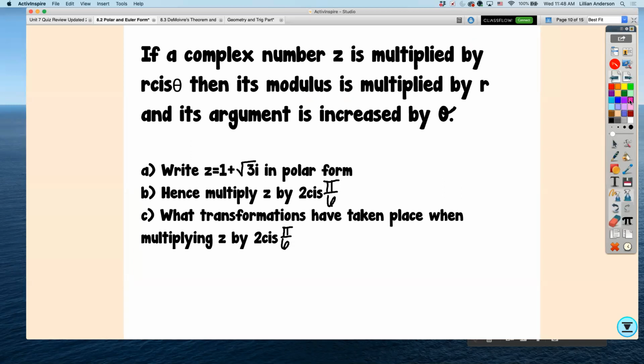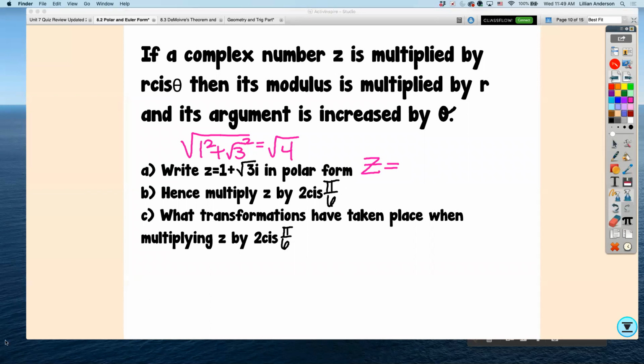So how do I write Z equals 1 plus √3i in polar form? Yep, 1 squared plus √3 squared. What happens when you square a square root? So this just becomes 1 plus 3, which is 4. Square root of 4 is 2, so that's my modulus. Then I'll have cis. Then I need to do my angle. What's my angle? Pi over 6.